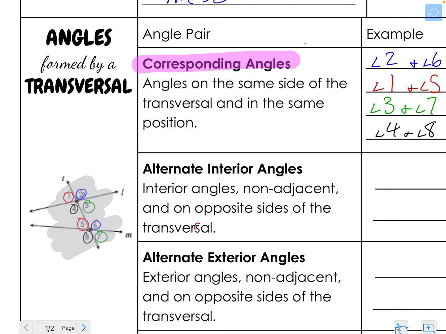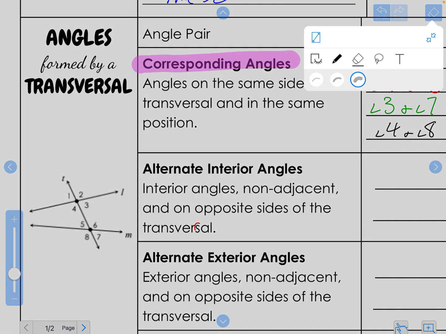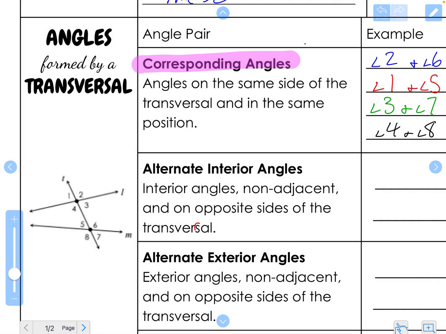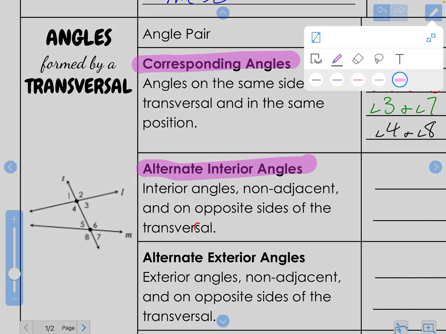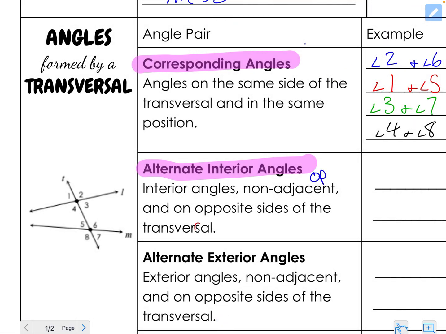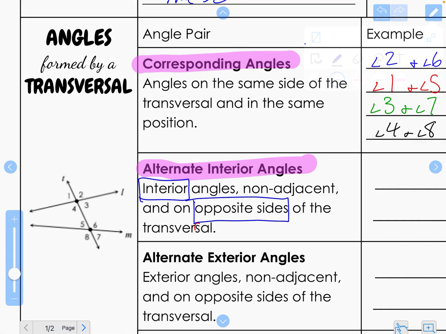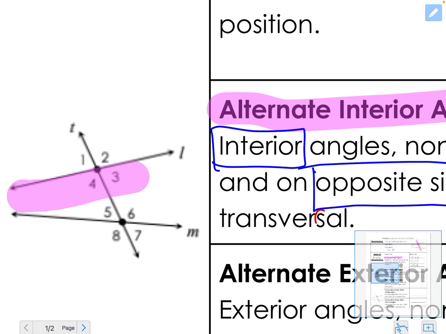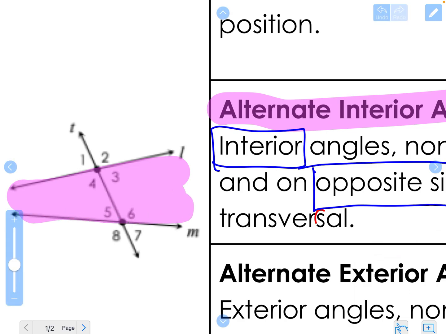So now let's look at our next definition, which is alternate interior angles. Alternate means that they are on opposite sides, so opposite sides of the transversal. I just realized that's in the definition right here. And the other key word is interior. So again, we said interior is anything inside the two lines that the transversal crosses.